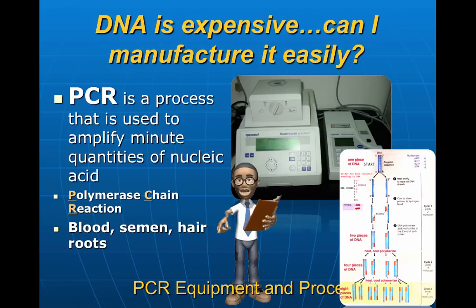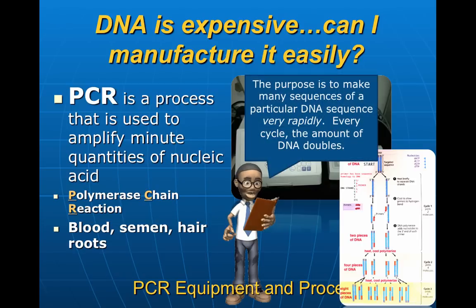So if I find someone a crime scene in a blood sample, semen sample, hair samples, or anything like that, one of the first things that's done in a lab is it's actually amplified. You don't have to know details about the process, but it helps us to actually make larger amounts or copies of the DNA, because you need more copies in order to do some of the other more sophisticated analyses like gel electrophoresis. So the purpose is to make many sequences of a particular DNA sequence very rapidly. And it's just like an artificial version of DNA replication.